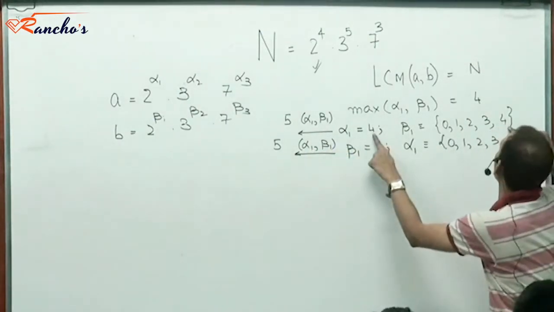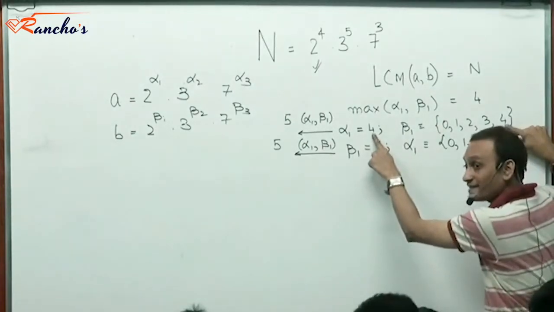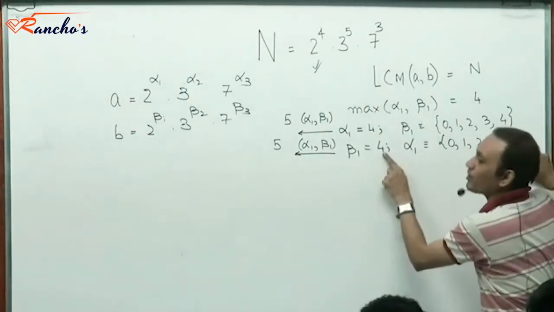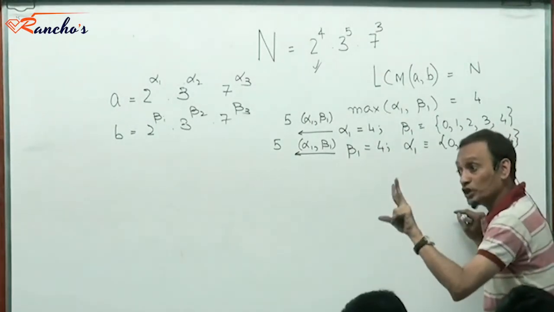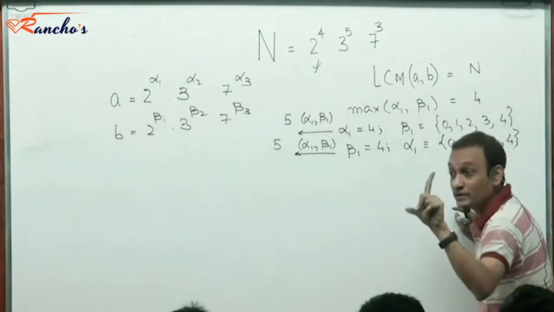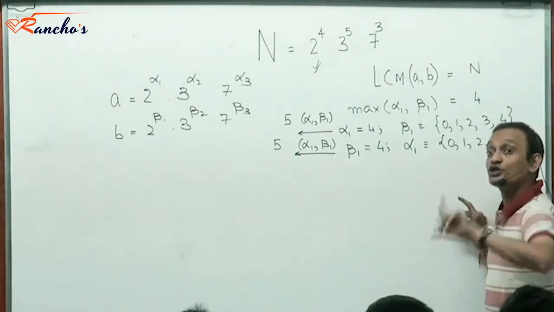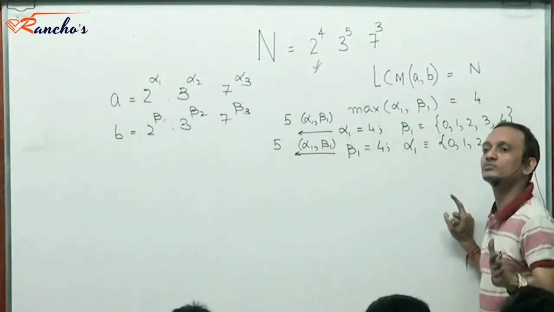That means one case where this will give me 4, 4 as alpha 1, beta 1. This will give me 4, 4 as alpha 1, beta 1. So that has been included twice. Both equal to 4 have been included twice, but it should be included only once. So I should subtract 1. Yes or no? Yes, sir.